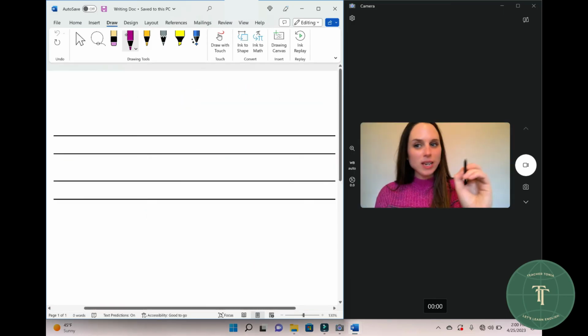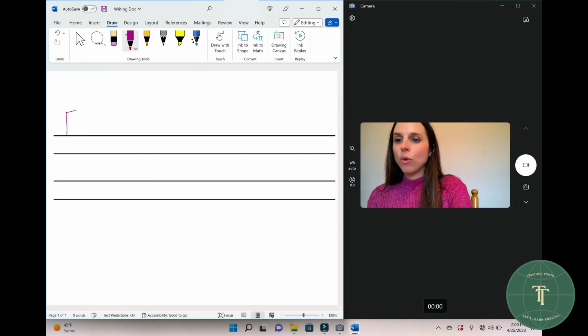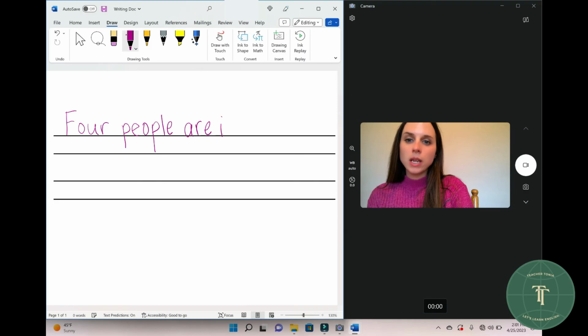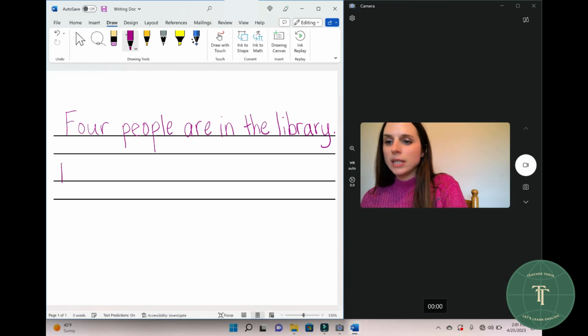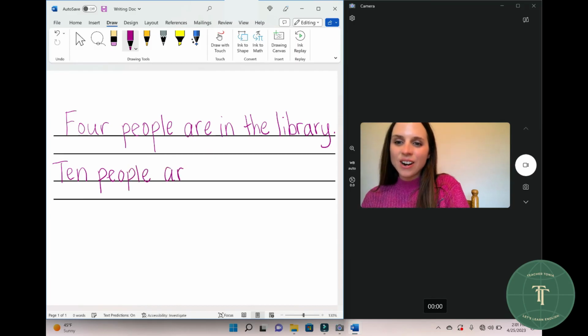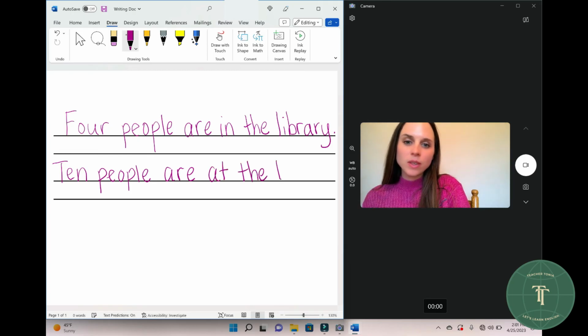If you want to write it, 4 people are in the library. 10 people are at the library.